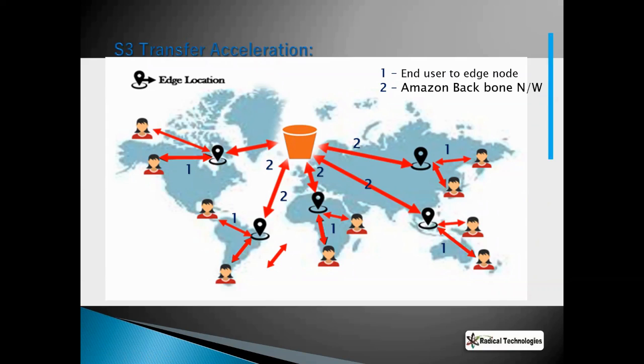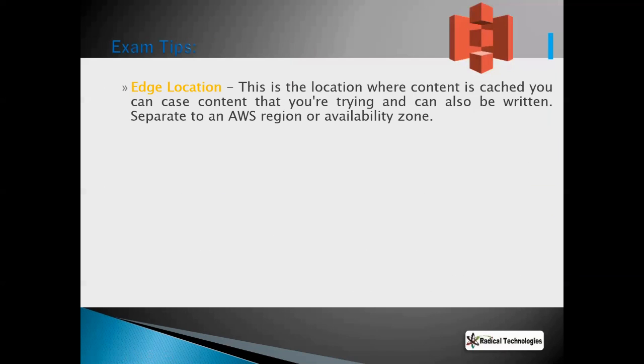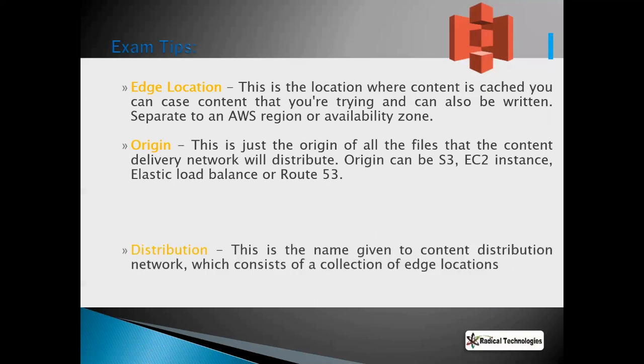Okay, so why are we using this? Because you have huge data. Many companies have TBs of data, and uploading that data over the internet will take a number of days. To avoid that, we are using the accelerator, S3 Accelerator. Okay, are we clear?